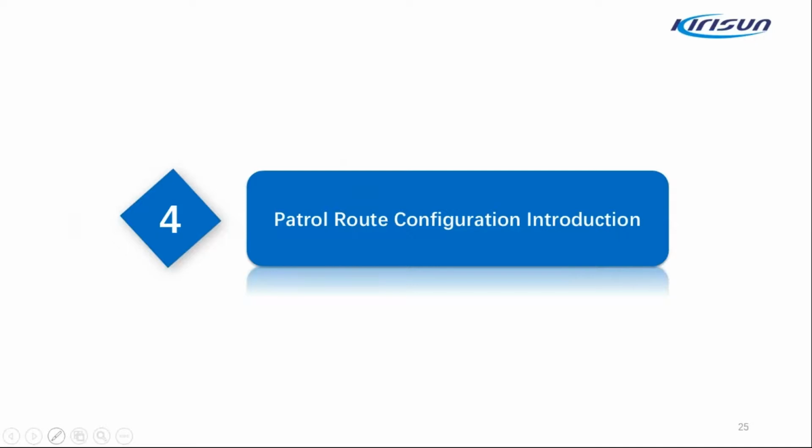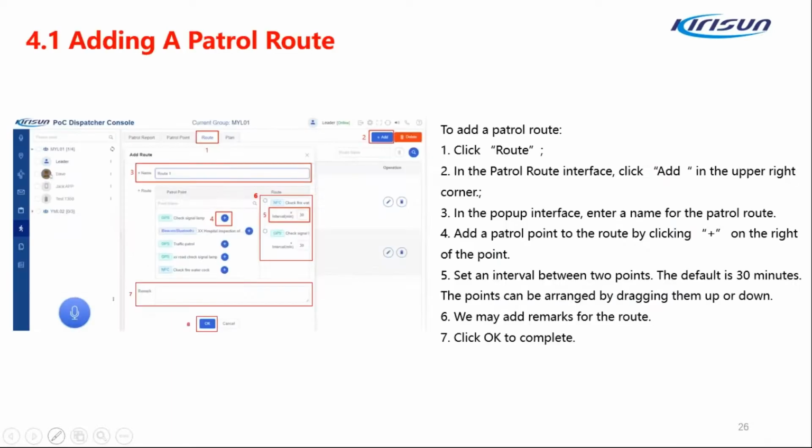After adding the patrol points, let's make a patrol route by using the patrol points we added just now. To add the patrol route, step 1, click route. Step 2, in the patrol route interface, click add. Step 3, in the pop-up interface, enter a name for the patrol route. Step 4, add a patrol point to the route by clicking this icon, add, on the right of the point.